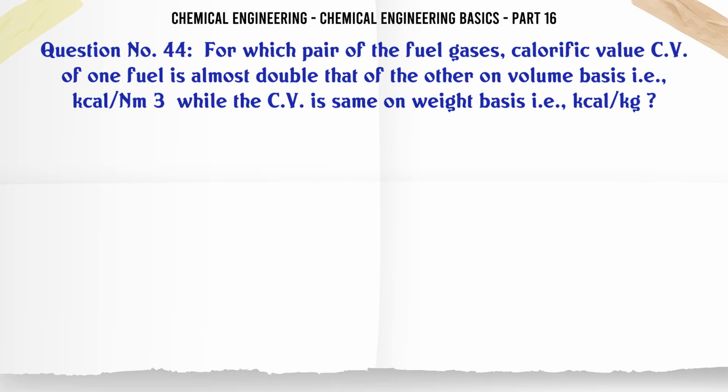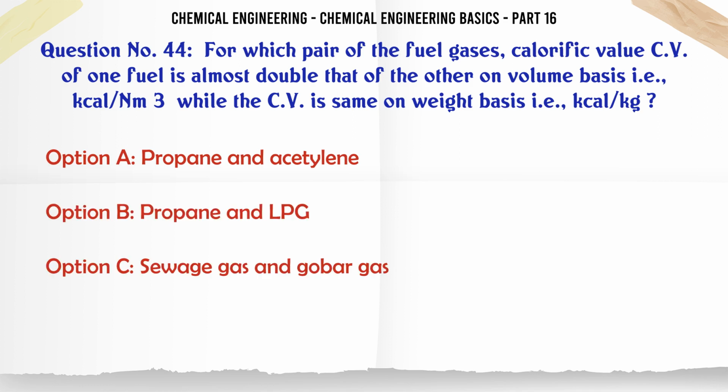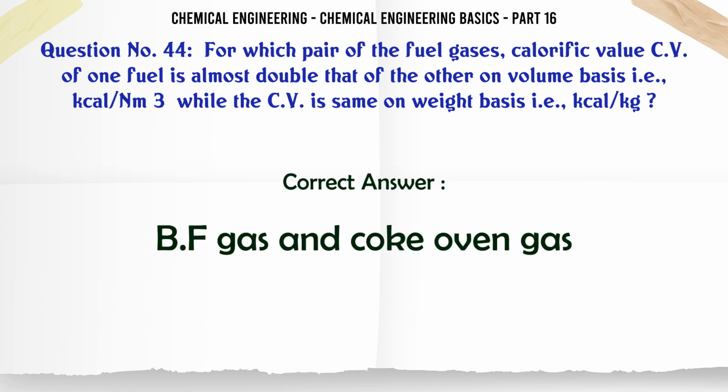For which pair of the fuel gases is the calorific value CV of one fuel almost double that of the other on volume basis, in kcal per Nm3, while the CV is same on weight basis, in kcal per kg? A, propane and acetylene, B, propane and LPG, C, sewage gas and gobar gas, D, B.F. gas and coke oven gas. The correct answer is B.F. gas and coke oven gas.